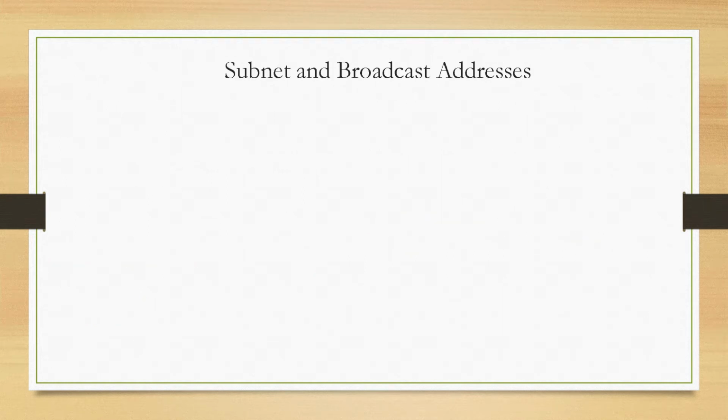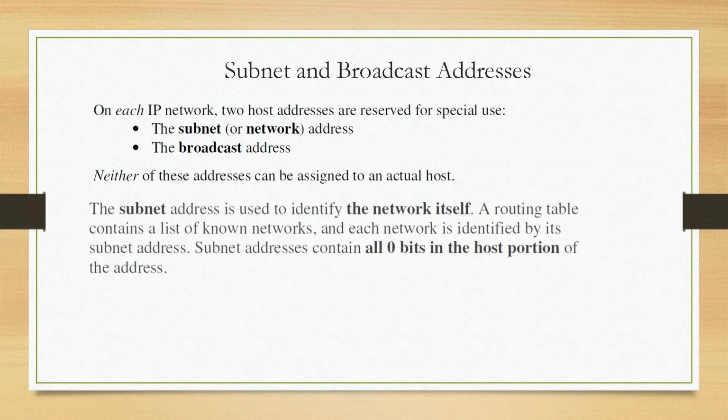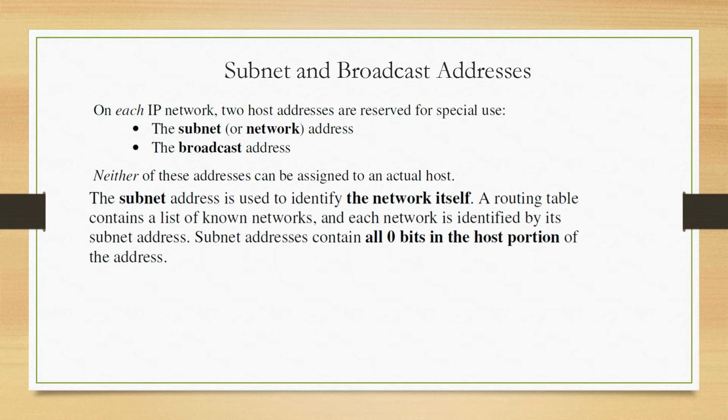Subnet and broadcast addresses. In each IP network, two host addresses are reserved for special use: the subnet or network address and the broadcast address. Neither of these addresses can be assigned to an actual host, so we don't use the subnet address and the broadcast address as an actual or usable host. The subnet address is used to identify the network itself. A routing table contains a list of known networks, and each network is identified by its subnet address.